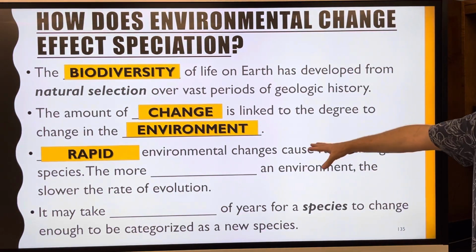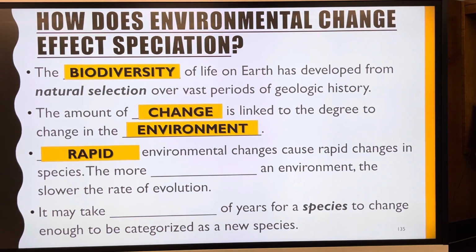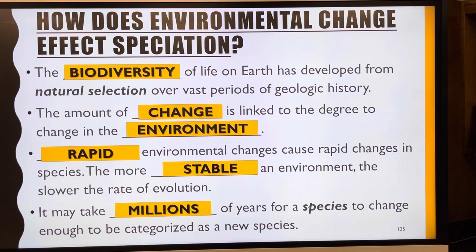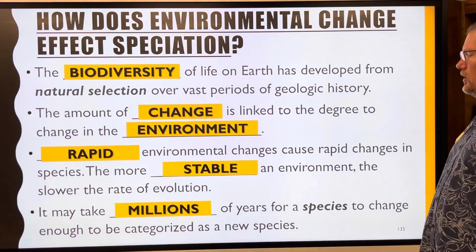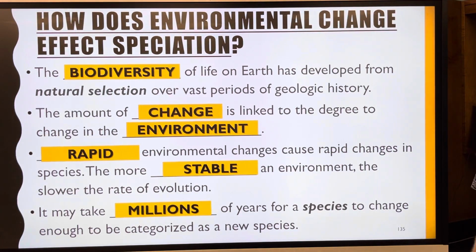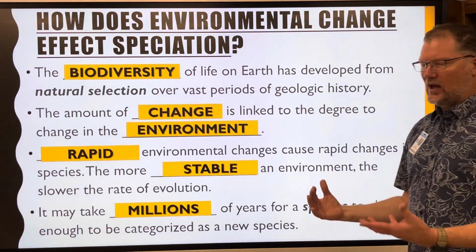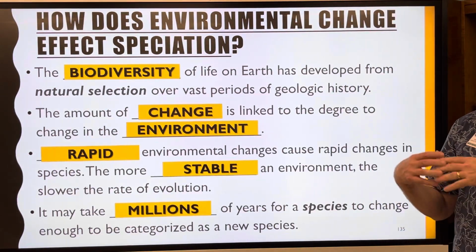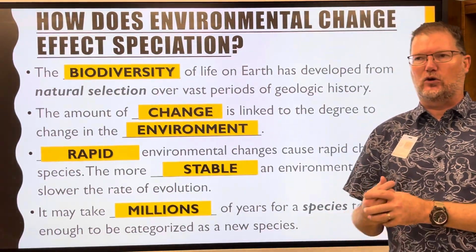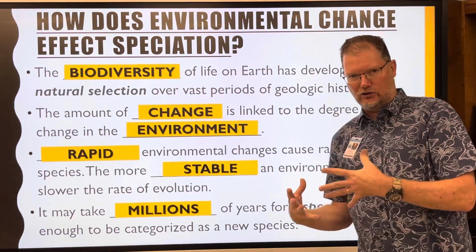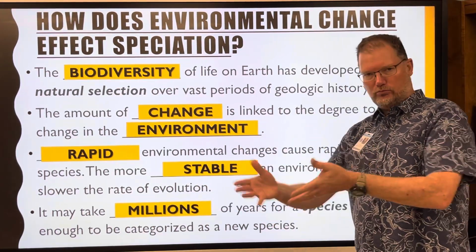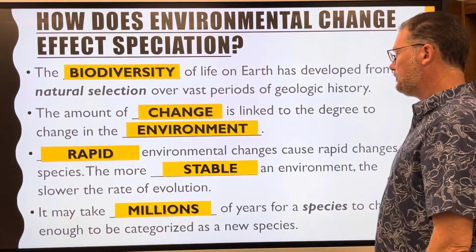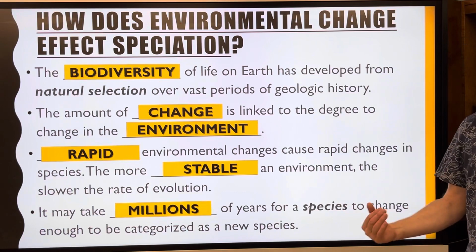Rapid environmental changes, this is building on that, cause rapid changes in the species. The more stable the environment, the slower the rate of evolution. And it may take millions of years for a species to change enough to be categorized as a new species. Think about, the Earth is about 4.5 billion years old. Life started about 3.8 to 4 billion years ago with bacteria, and then multicellular organisms and sponges and up and up and up, right? To more complex organisms. That was millions of years.